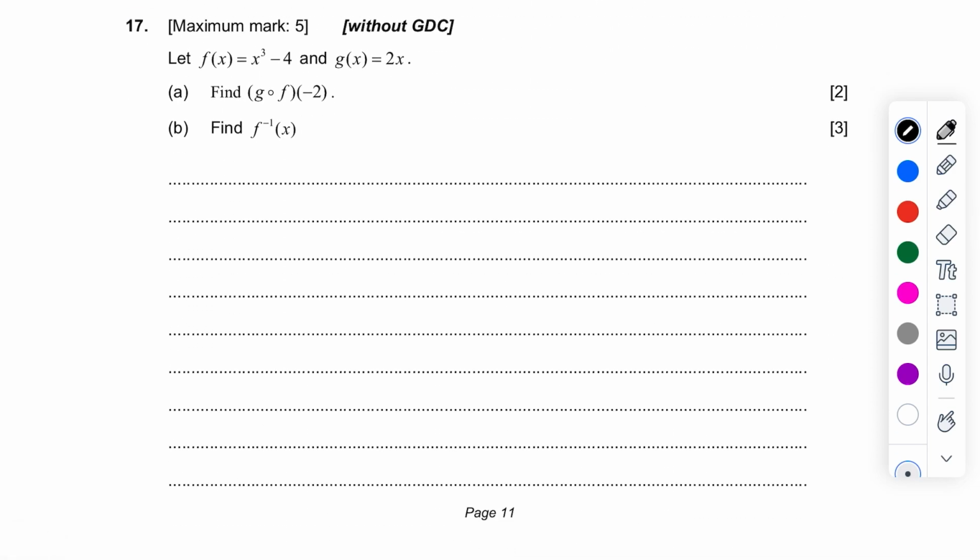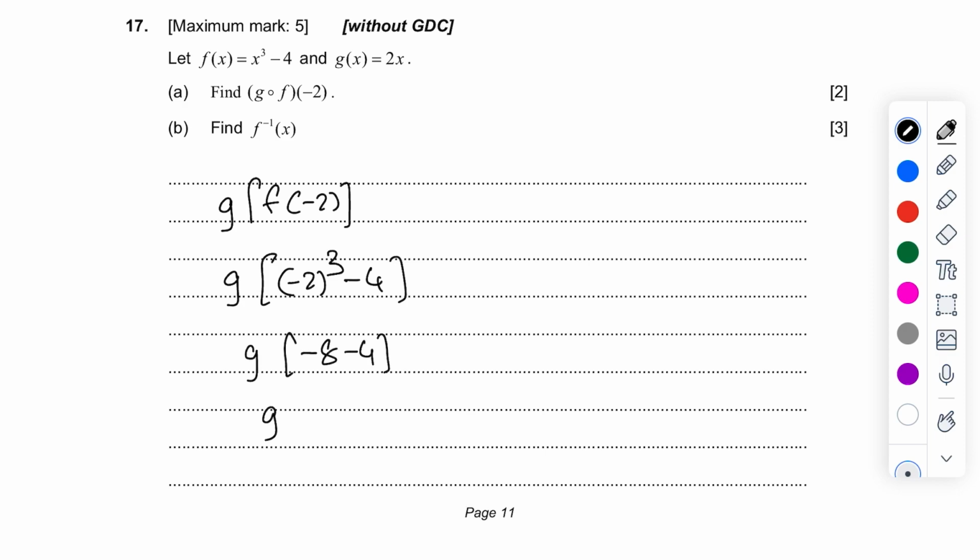Question number 17. g circle f of minus 2, so g of f of negative 2. Negative 2 whole cube minus 4, so g of negative 8 minus 4, so g of negative 12. Plug in negative 12 into 2 times x, which is negative 24.